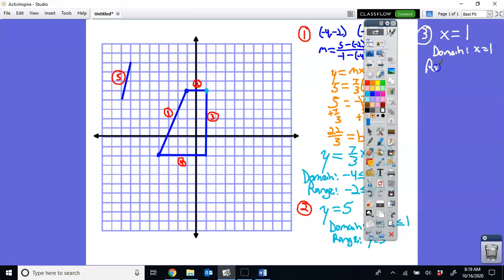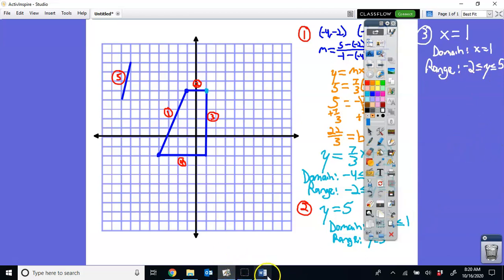But my range would change. The range would be from -2 down here up to 5. Be careful, make sure that you pay attention to the lowest y value up to the highest y value. So -2 up to 5.